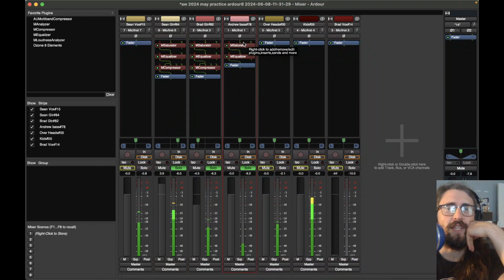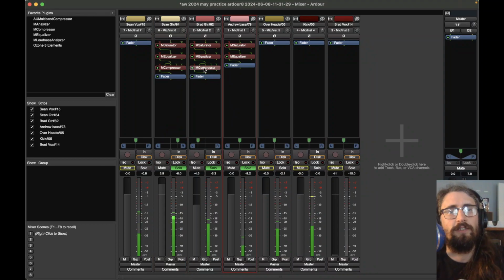So Ardour's like, that's freaking confusing. Let's just graphically show the order that everything happens in. So there you go. There's little Ardour facts.